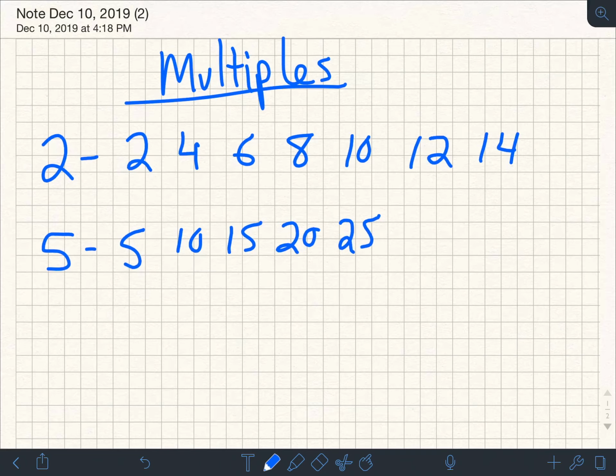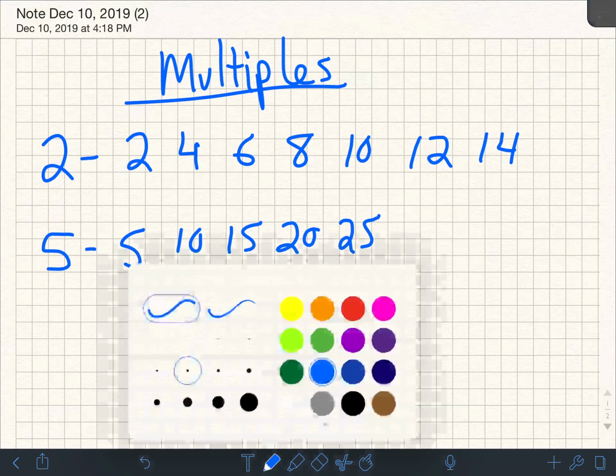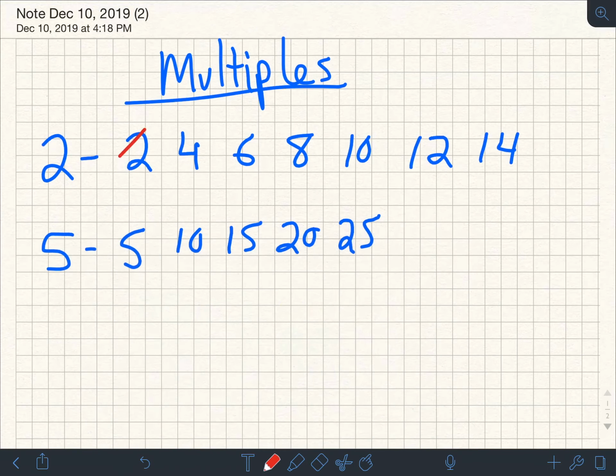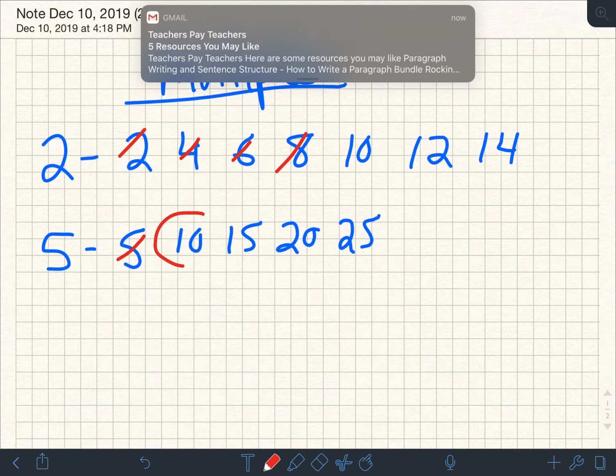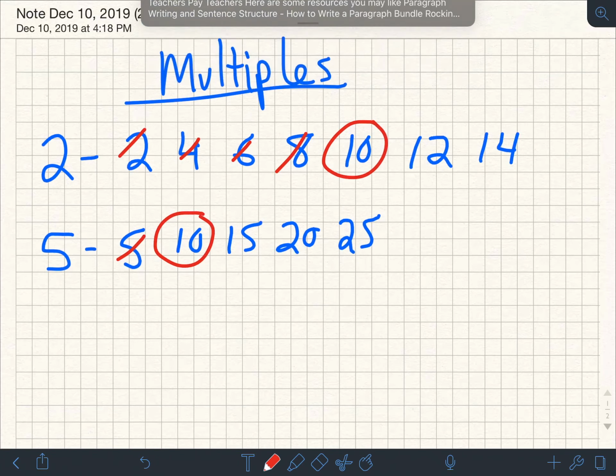So then we look for the smallest number we have in both of these lists. So we don't have the same number there. We don't have a 4 in the other one. Okay, but we have a 10 here, and we have a 10 here.